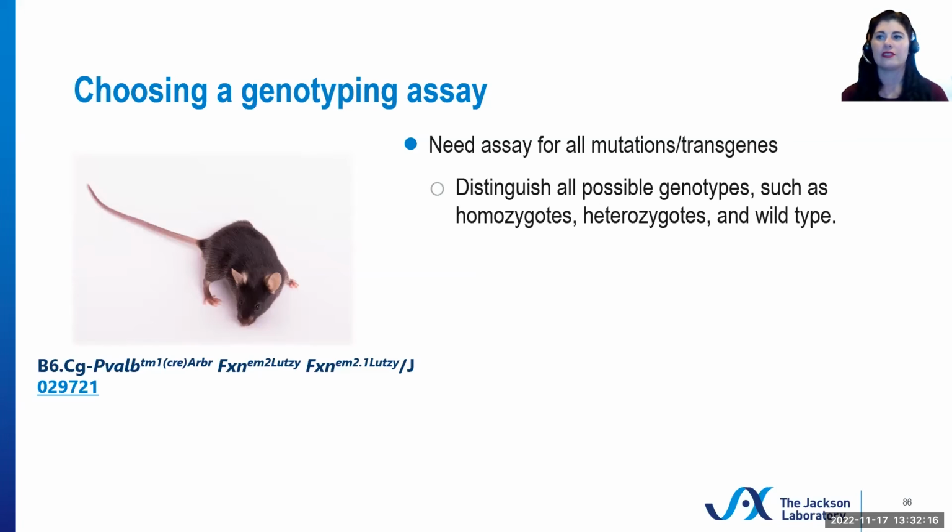If you work with strains such as stock 029721, shown here, which carries multiple mutations, and there's a possibility that you might have multiple genotypes for each mutation, you will need to have an assay designed for each of those mutations. In this stock, the mice are compound heterozygotes for 2 mutations at the frataxin locus. One is floxed and one is a knockout. It may be helpful to genotype for both of these allele versions to verify the genotype of your mice.